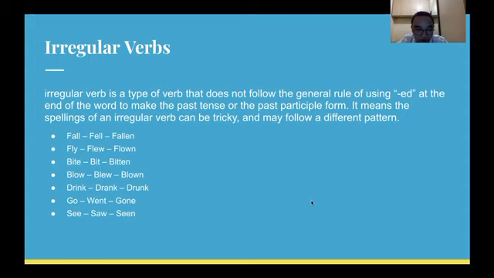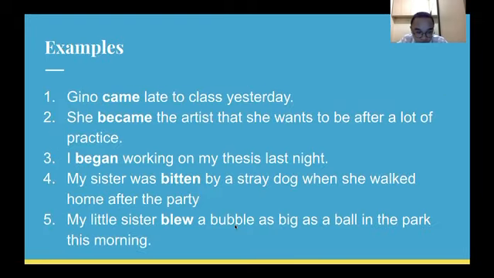For example, fall: verb 2 is fell, and then verb 3 is fallen. Fly becomes flew and flown. Bite, bit, bitten. Blow, blew, blown. Drink, drank, drunk. Go, went, gone. See, saw, seen. Next.